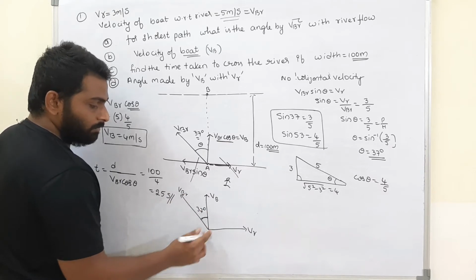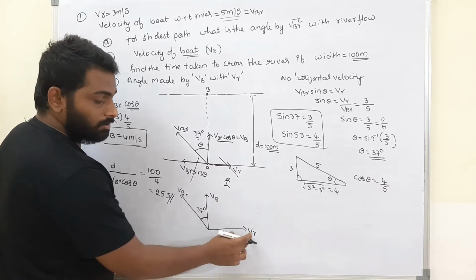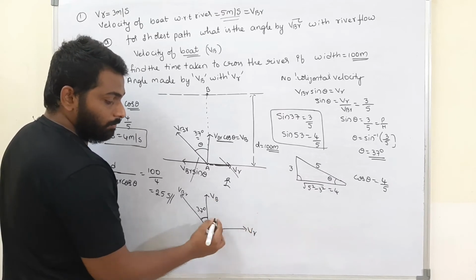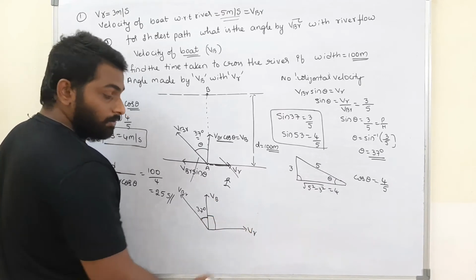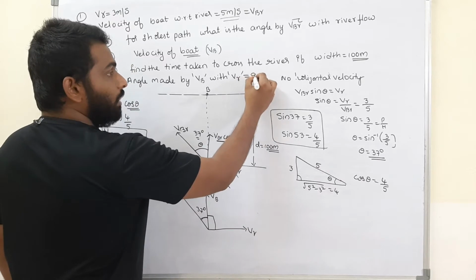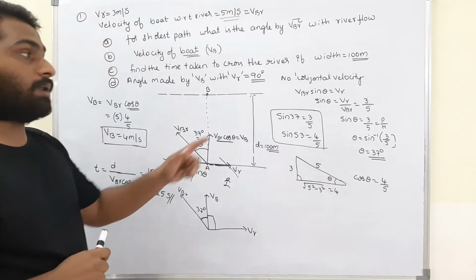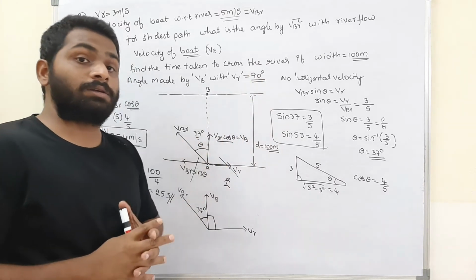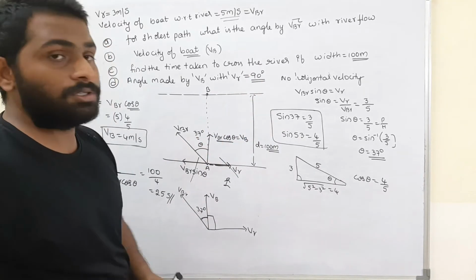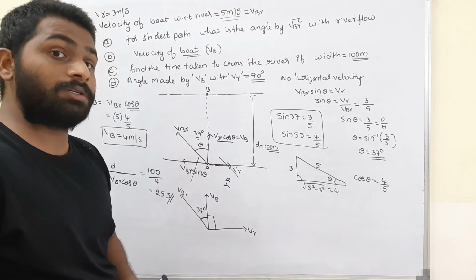37 degrees. Now what is the velocity of boat and what is the velocity of river? What is the angle between them? The angle between them is 90 degrees. Now we will see the next question in shortest time.